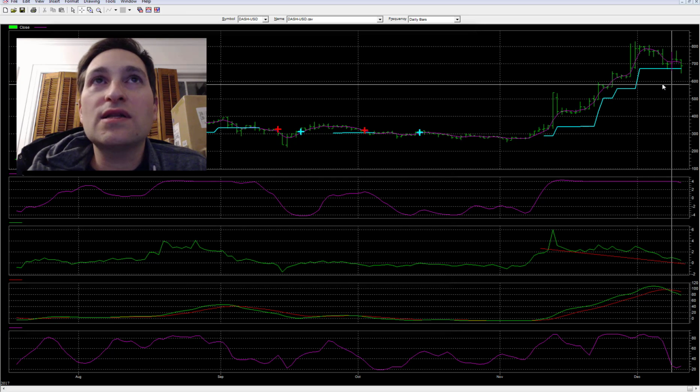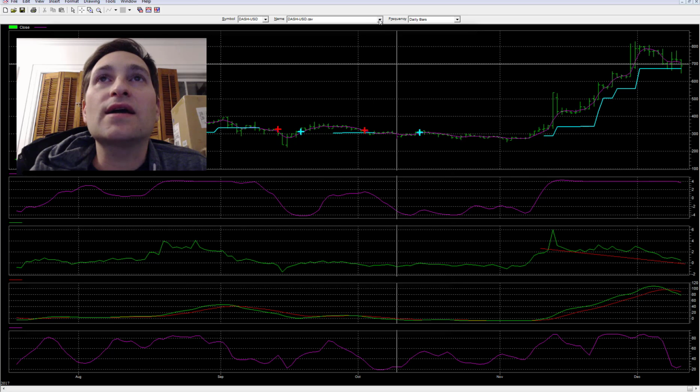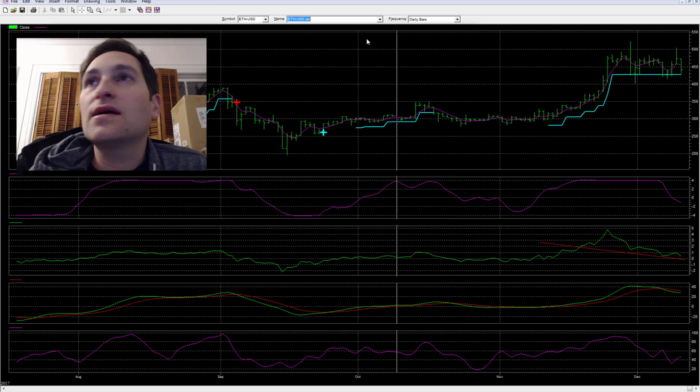If you are currently long Dash, you need to make sure that your protective stops are in place and that your protective stops are at a place that you are comfortable with the risk. Next, let's take a look at Ethereum. Ethereum is in a similar position as Dash.